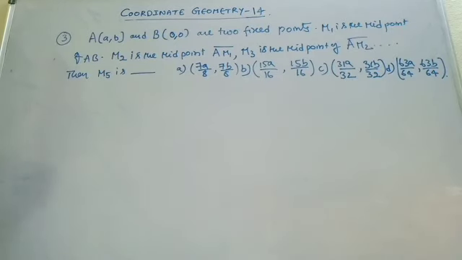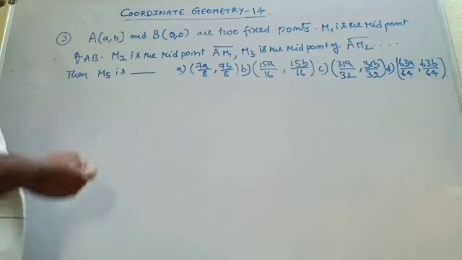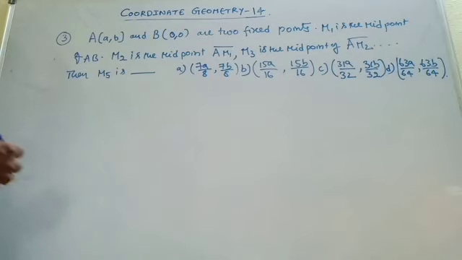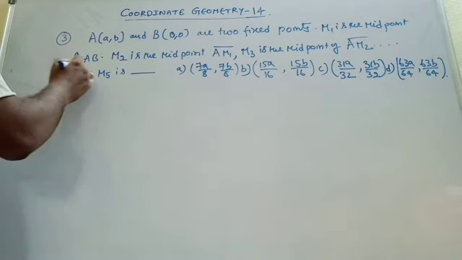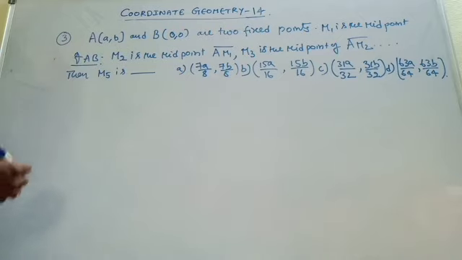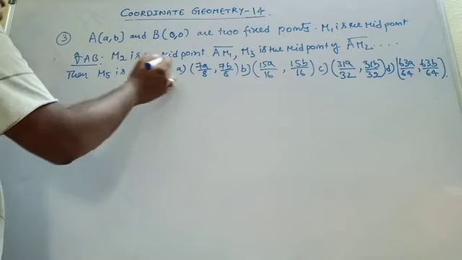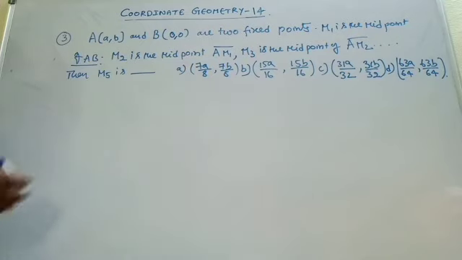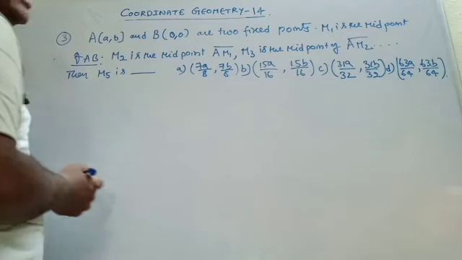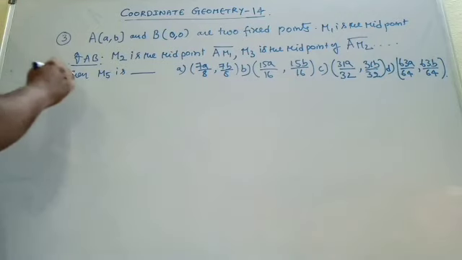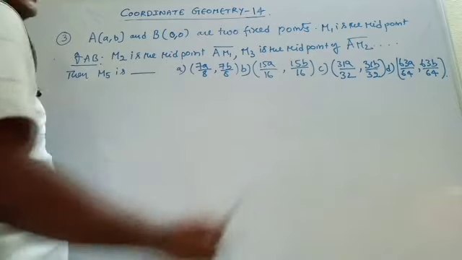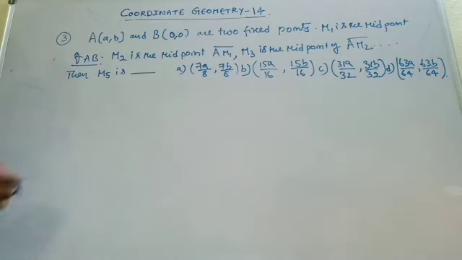Now, one more interesting problem. A(a, b) and B(0, 0) are two fixed points. If M1 is the midpoint of AB, M2 is the midpoint of AM1, and M3 is the midpoint of AM2, and so on, it continues. Then they are asking to find M5, and they have given options like this. Let us try to do this problem and see how it goes.